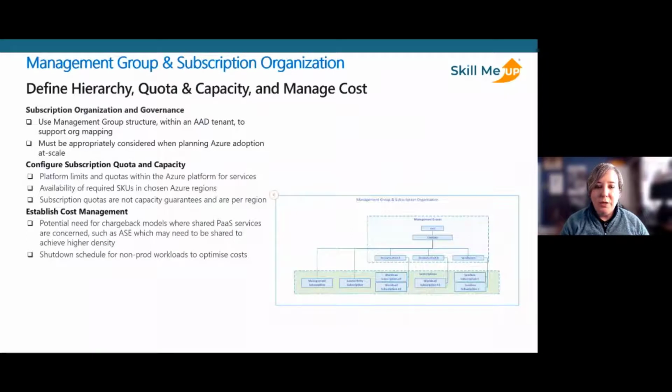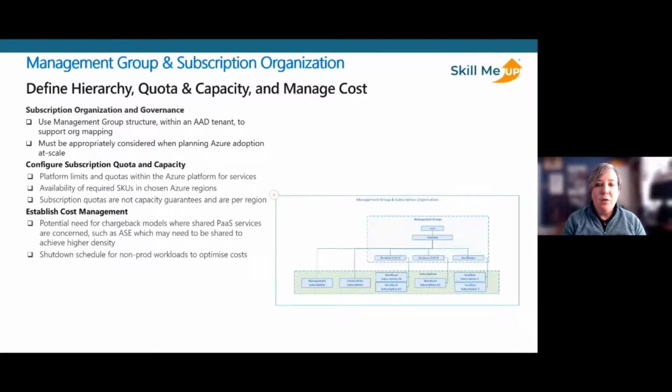Some of the management components here, so you can think about the management group itself. The management group structure, think of it kind of sitting in close proximity to Azure Active Directory. It's a step above most of Azure. So you can use the management group structure within the AAD tenant to support org mapping. You can divide things up into business units. You can divide them up into specific user roles, if that makes sense, right? You have to think about what you actually provision related to Azure adoption at scale. So you want to be able to provision those management groups, so it's kind of a set it and forget it sort of thing. So these are really important conversations to have.